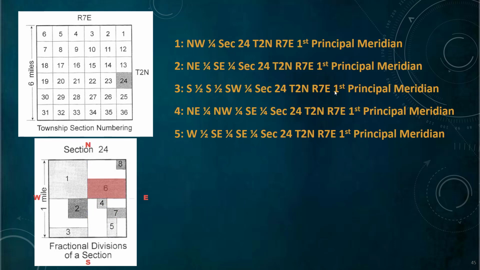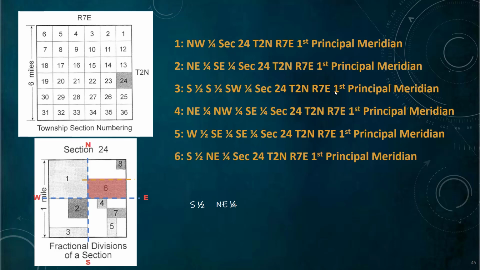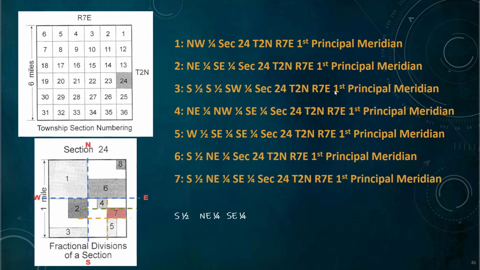All right, number 6, northeast quarter, south half, and we're done because we filled that whole area. So south half, northeast quarter, section 24, Township 2 North, Range 7 East, first principal meridian. Number 7, another rectangle. So you know what's coming, right? So southeast quarter, northeast quarter, south half. So south half of the northeast quarter of the southeast quarter of section 24, etc., etc.